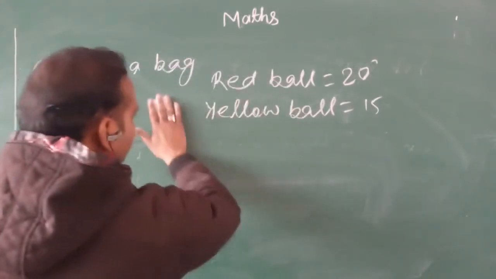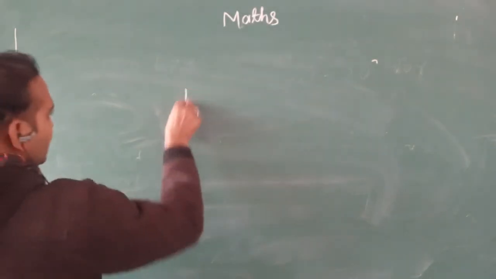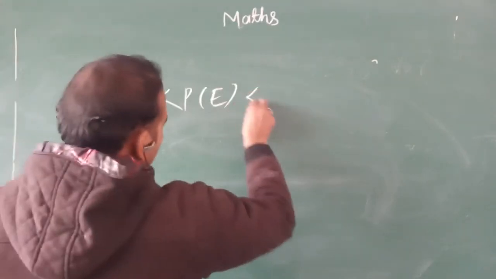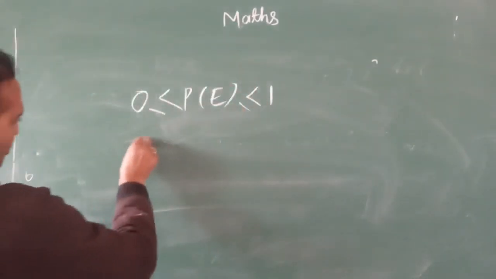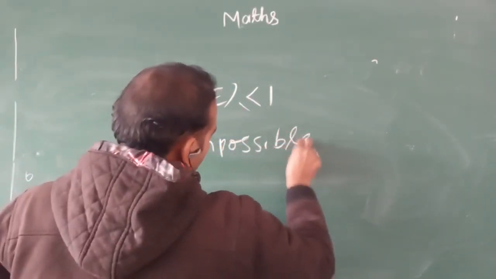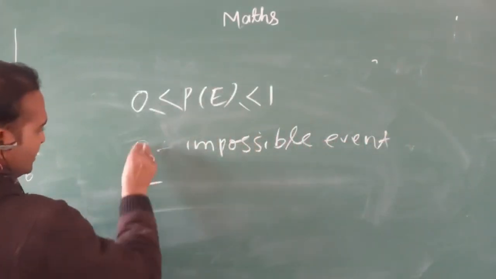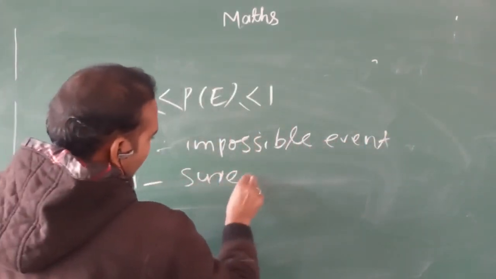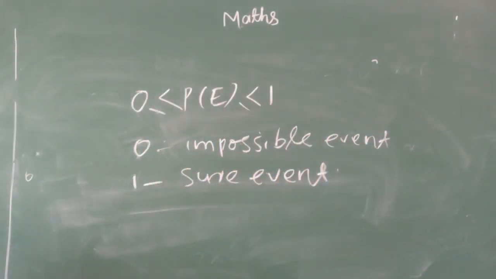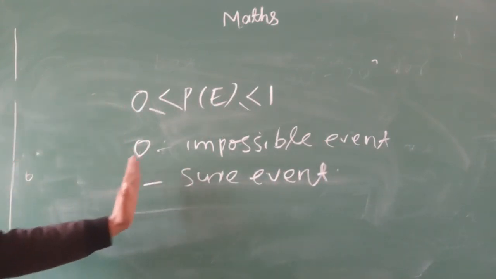One thing I have told about probability: the probability of an event is always greater than or equal to 0 and less than or equal to 1. 0 is an impossible event. And 1 means a sure event. You may not have a probability less than 0 or greater than 1.